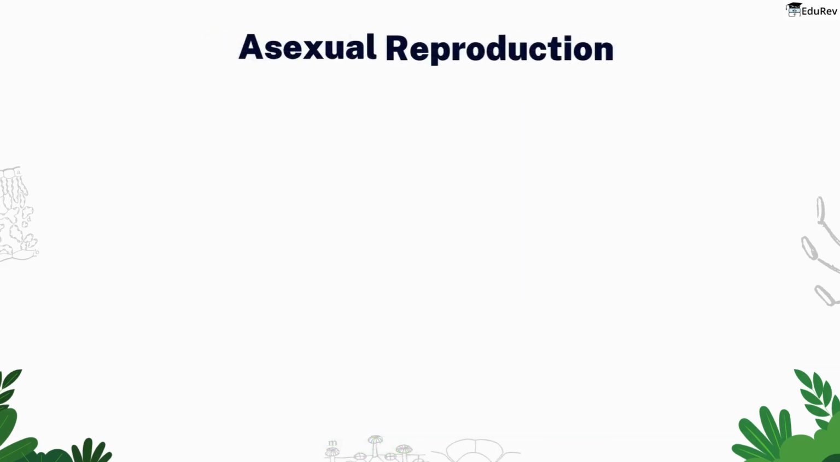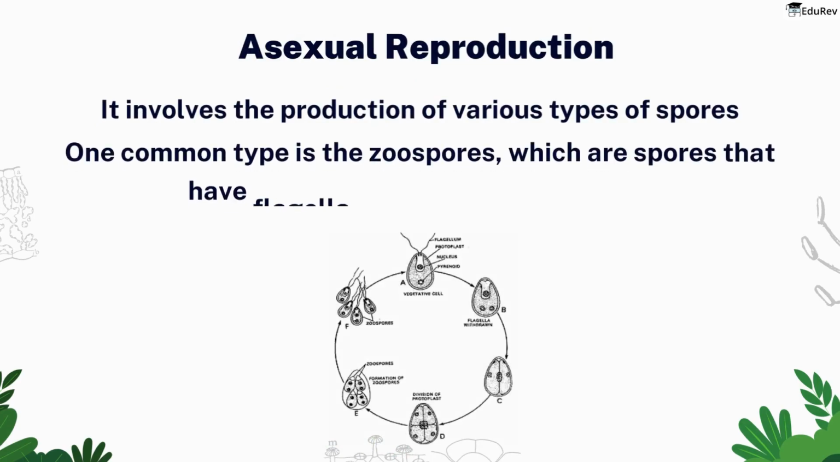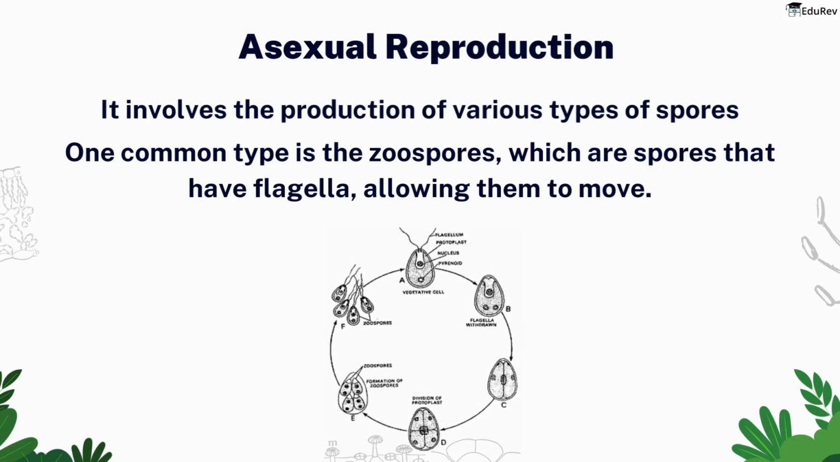Now, asexual reproduction involves the production of various types of spores. One common type is the zoospores, which are spores that have flagella, allowing them to move. When these zoospores germinate, they give rise to new algae plants.